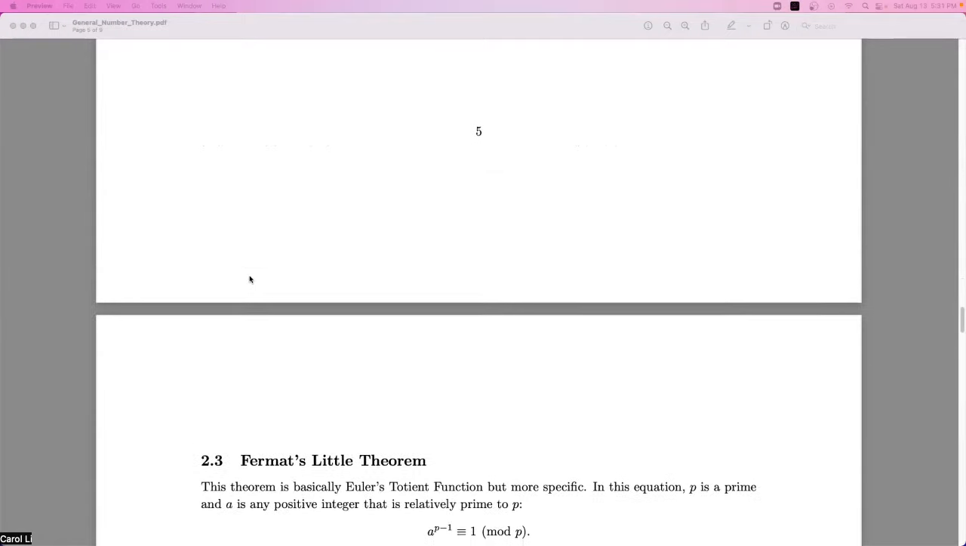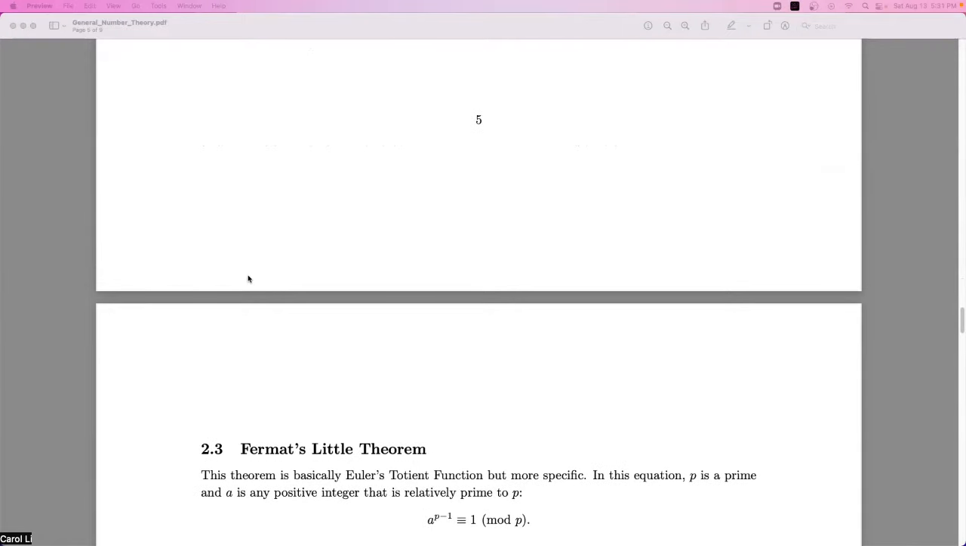This theorem is related to Euler's totient function, to be more specific. We're going to talk about Euler's totient function later, but we'll start with Fermat's theorem. In this equation, you see a to the p minus 1 is congruent to 1 mod p. P is always a prime number, and a is any positive integer that is relatively prime to p.